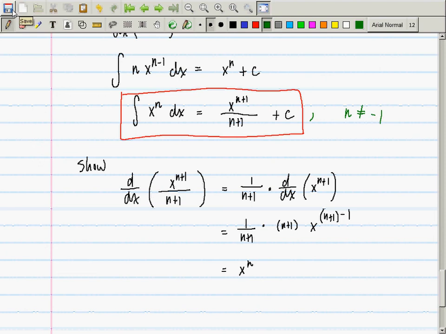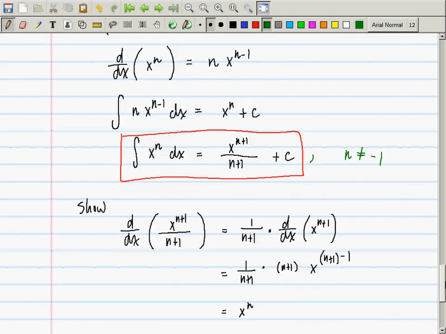For today, we're just going to omit consideration of the case when n is negative 1, and we'll handle it at a later time. What I've said on this page works for any n that is not negative 1. Any question about it?